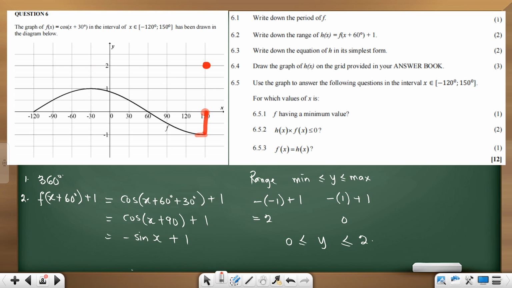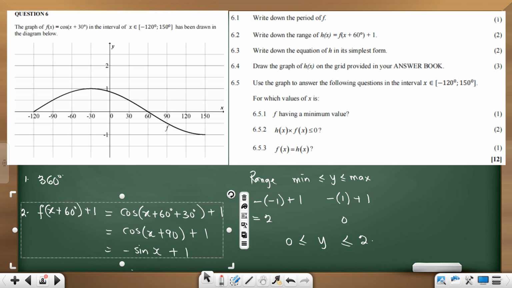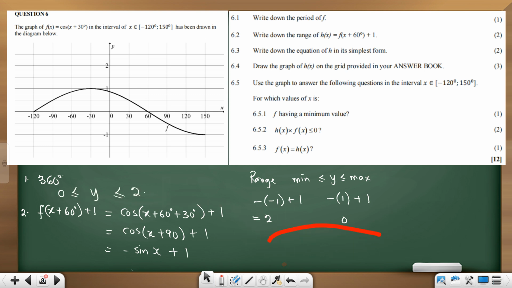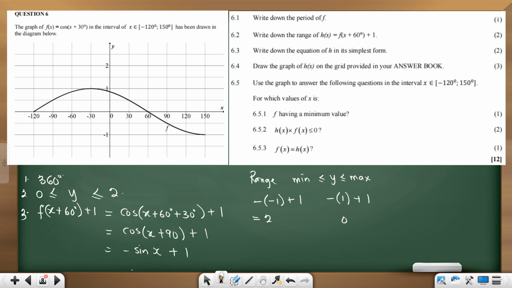Oh, I actually answered 6.3 already. I've already done 6, this would now be my 6.3. Write out the equation in the simplest form. So this is my 6.2, and I showed you the process. And 3.